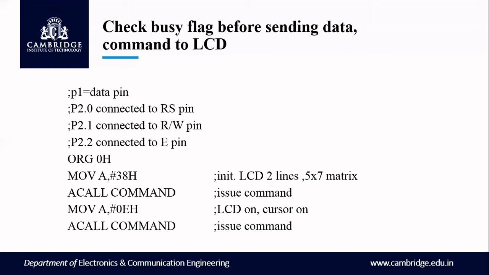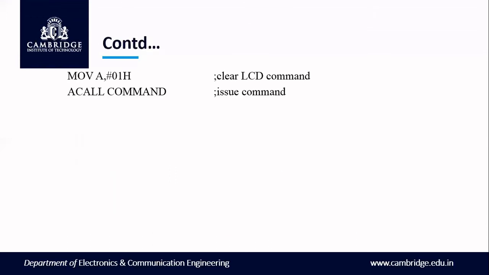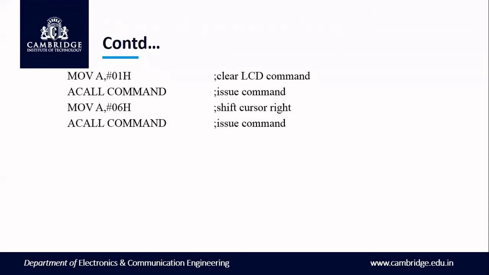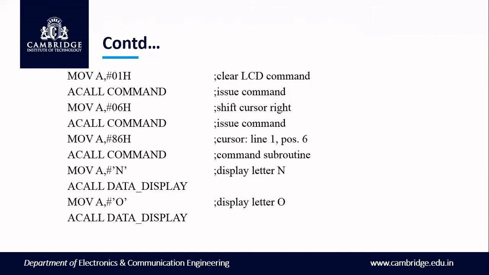Just you are loading a command code and you are calling the subroutine for sending this command code. So here also you are sending 01 directly. Your command means you are calling the subroutine for sending this command. Even the data also, and you are calling data display. Again, you are calling data display for displaying 0 and SJMP here. So this is the main code.